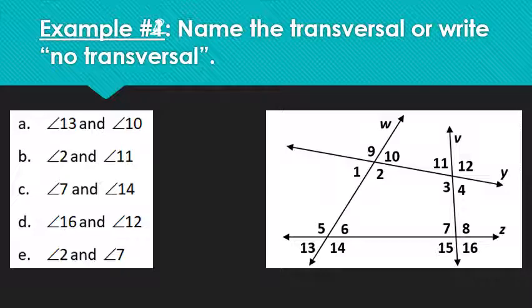All right, so let's look at these examples. Here in example 1, we are going to name the transversal or write no transversal. So let's look at angle 13 and angle 10. If I look at angle 13 and angle 10, angle 10 touches W here, and angle 13 touches W there, so that means that W would be the shared transversal. 2 and 11. So let's look at 2. So here's angle 2, and here's angle 11. So angle 2 touches right here, and angle 11 touches right here. So 2 and 11 share transversal Y.